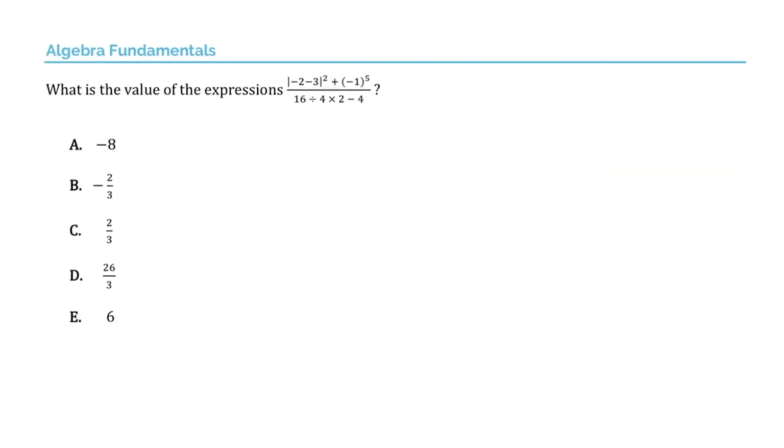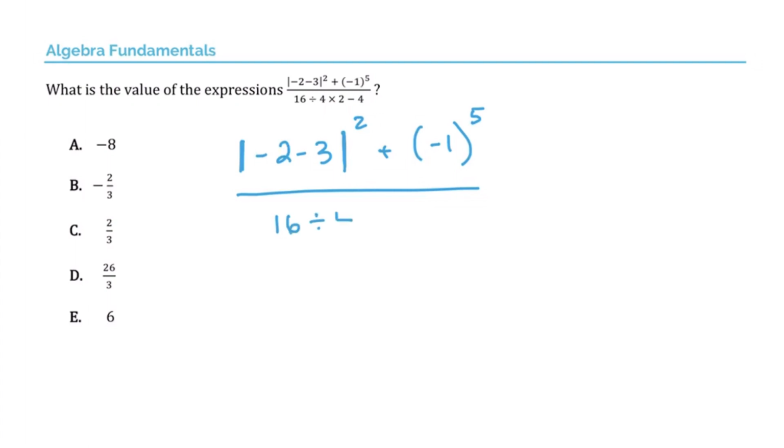Okay, so for our next algebra fundamentals question, again, we just get to go over some great rules. So it looks like first we're going to get to go over a rule about absolute value. So I have absolute value of -2 minus 3 quantity squared, plus I have a negative number to an odd power of 5, so we're going to get to review that. Plus in the bottom, we're going to get to review order of operations. We have 16 divided by 4 times 2 minus 4. So what order are we going to do everything?